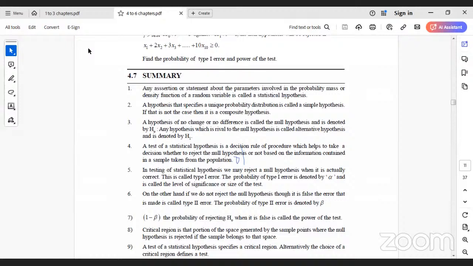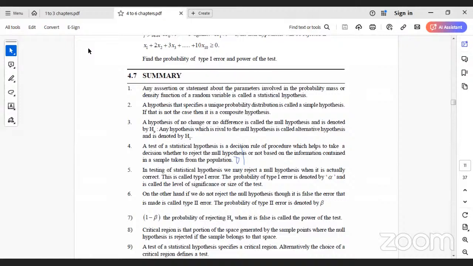And a hypothesis of no change or no difference is called the null hypothesis, and it is denoted by H0. Any hypothesis which is rival to the null hypothesis is called the alternative hypothesis and is denoted by H1. A test of a statistical hypothesis is a decision rule procedure which helps to take a decision whether to reject the null hypothesis or not, based on the information contained in a sample taken from the population.